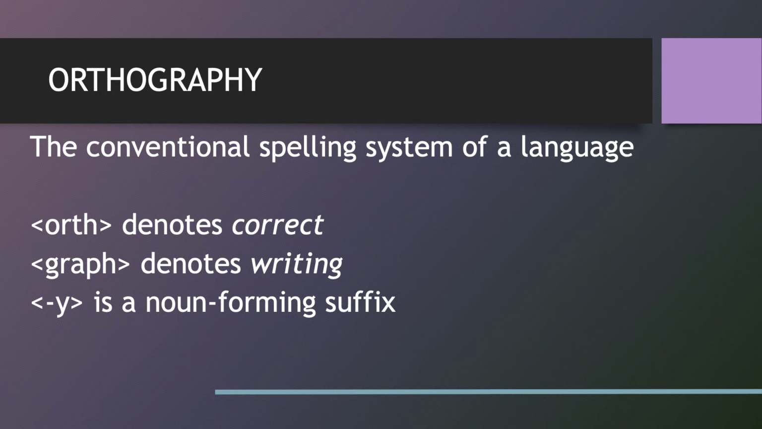If we analyze the morphological structure, we learn that, just like the word morphology, it's built from 2 Greek word-forming elements. The first one, O-R-T-H, denotes correct. G-R-A-P-H denotes writing. And then we have the suffix Y, which is a noun-forming suffix. So we can think of orthography as being correct writing.